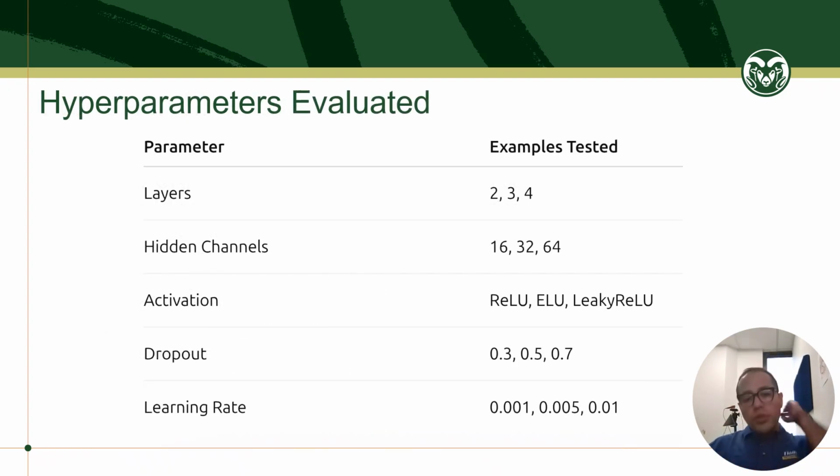What I'm going to show next are the hyperparameters that I evaluated. Basically, I summarized the hyperparameters in the table shown. I modified the original model so I could evaluate how different parameters affect performance on the Cora dataset. I tested the number of layers, hidden channels or dimension, activation function, dropout rate, and learning rate. Then I compared the configurations using training loss, validation accuracy, and test accuracy.